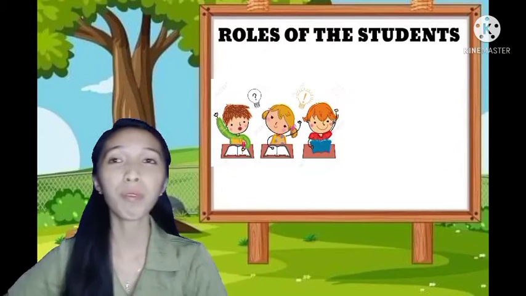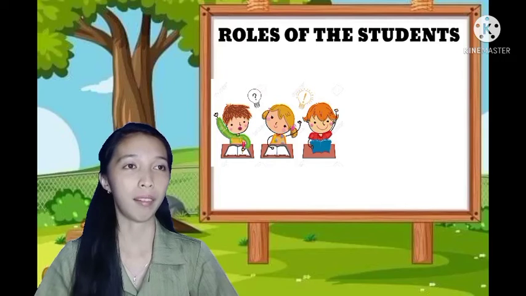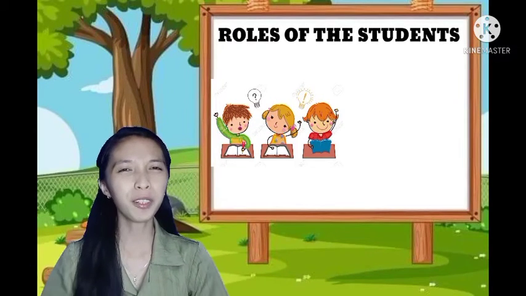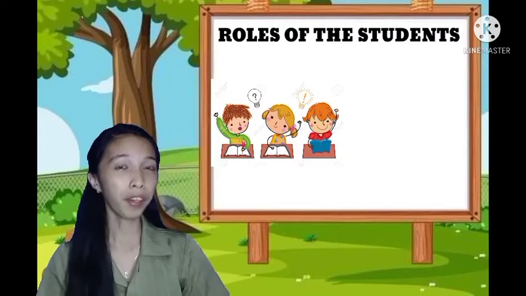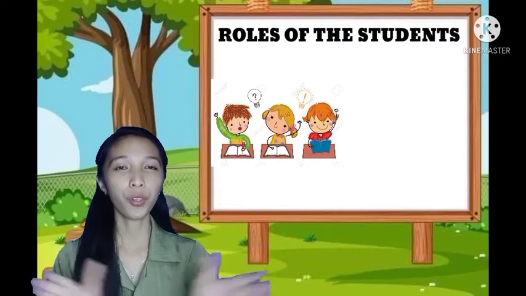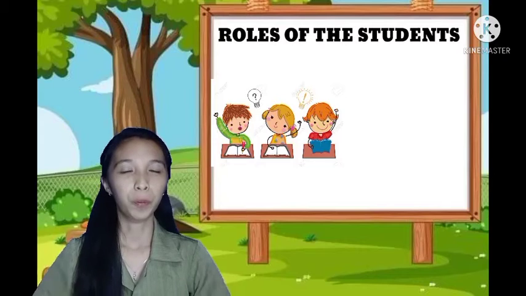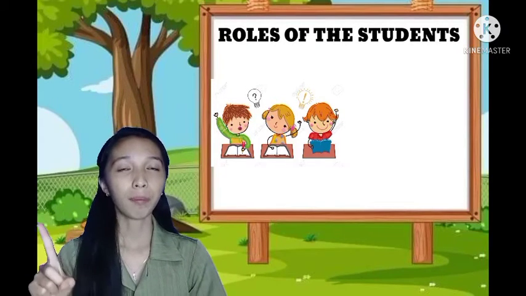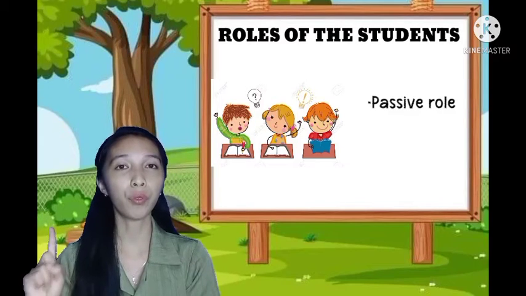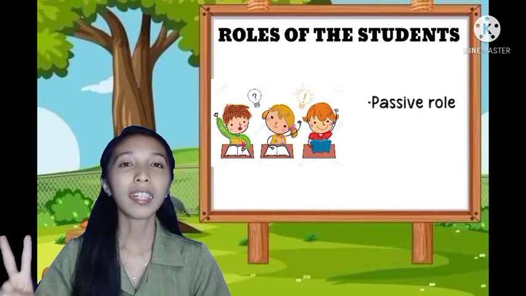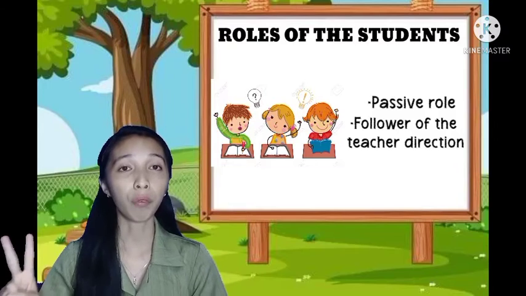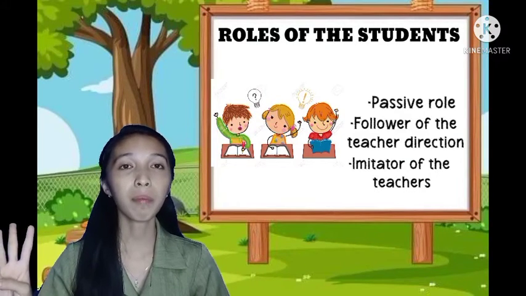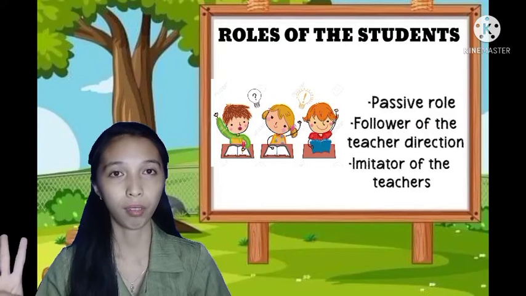So now let's move on to the roles of the students. Yes, Joyce. Very good. Let's give Joyce a wonderful clap. So the students' roles are, first, they play a passive role. Second, they are the followers of the direction. Third, they are the imitators of the teacher.